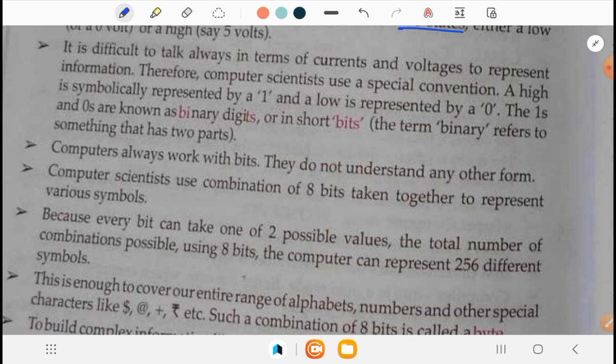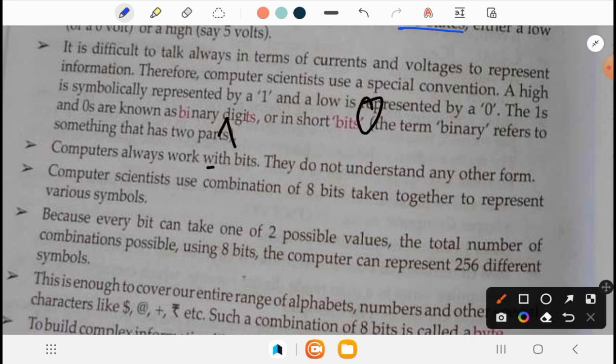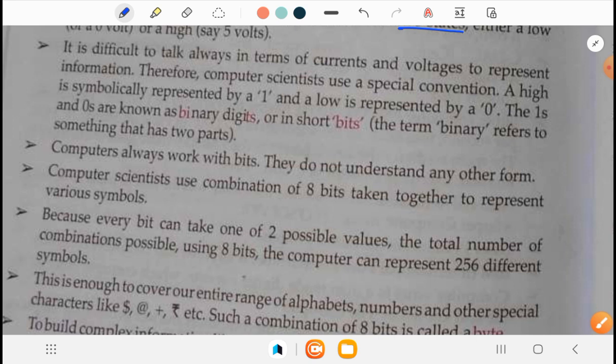These ones and zeros are known as binary digits, or in short, bits. The term binary refers to something that has two parts. So binary consists of two things, 1 and 0. Specifically, 1 is on and 0 is off. Computers always work with bits. They do not understand any other form.